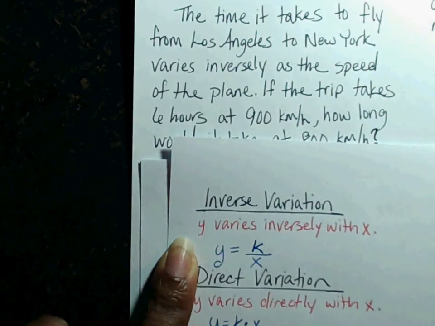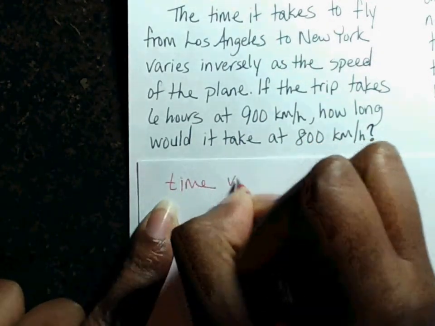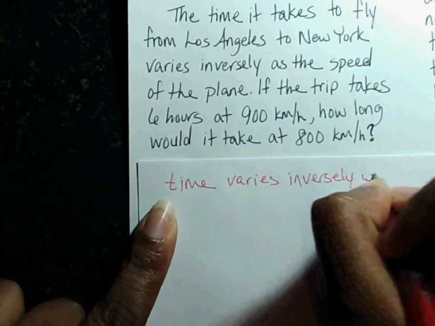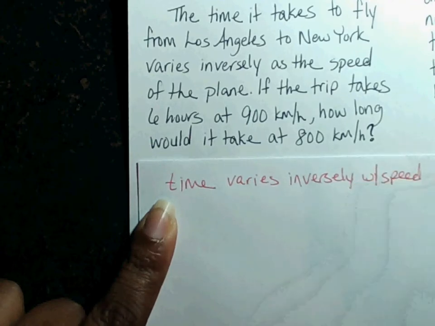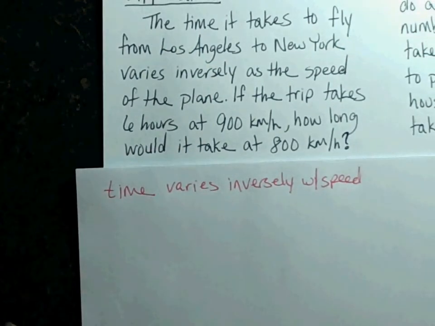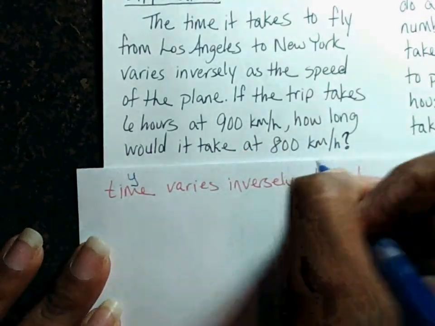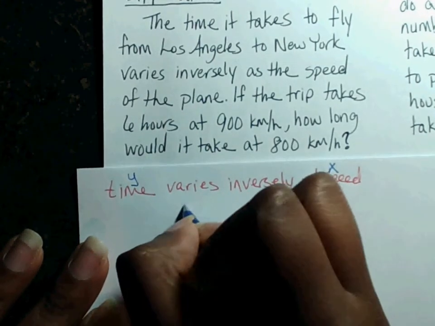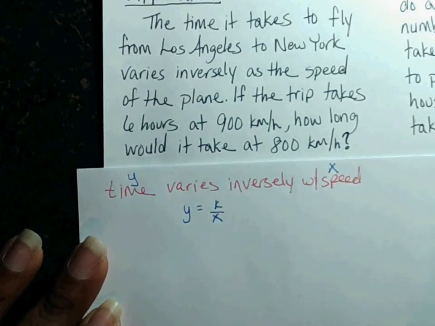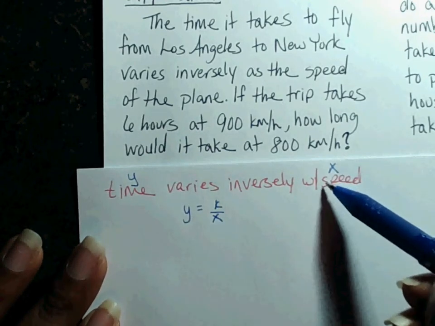And that's exactly what I'm going to write down. I'm going to make a little note to myself. Time varies inversely with speed. If you could read that. There you go. Time varies inversely with speed. Great. So my y and my x. So y equals k over x is my inverse formula. But instead of y, I'm going to put t for time. And instead of x, I'm going to put s for speed.